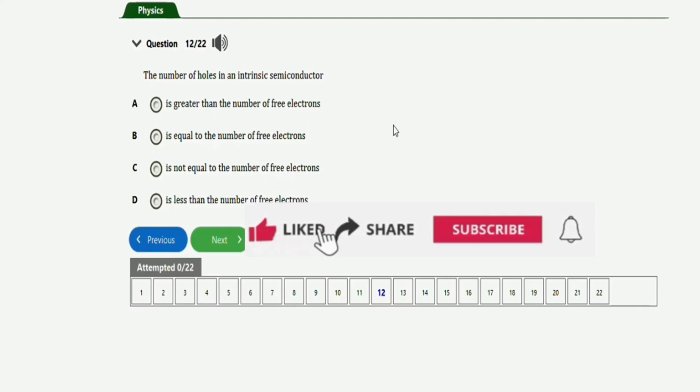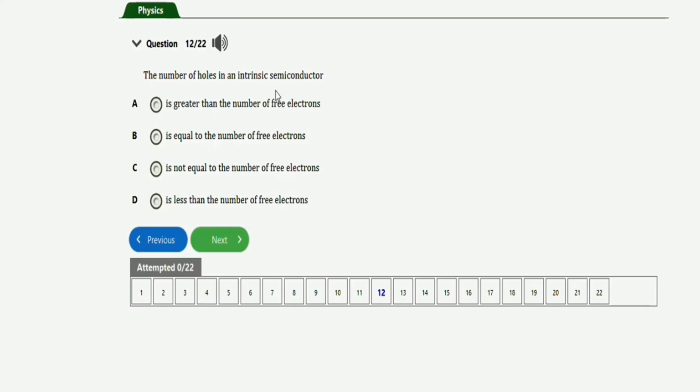Really appreciate this. So this question says the number of holes in an intrinsic semiconductor is greater than the number of free electrons, is equal to the number of free electrons, is not equal to the number of free electrons, is less than the number of free electrons.